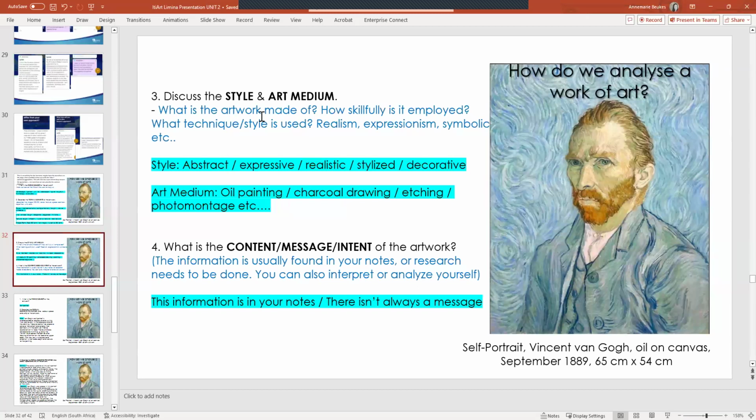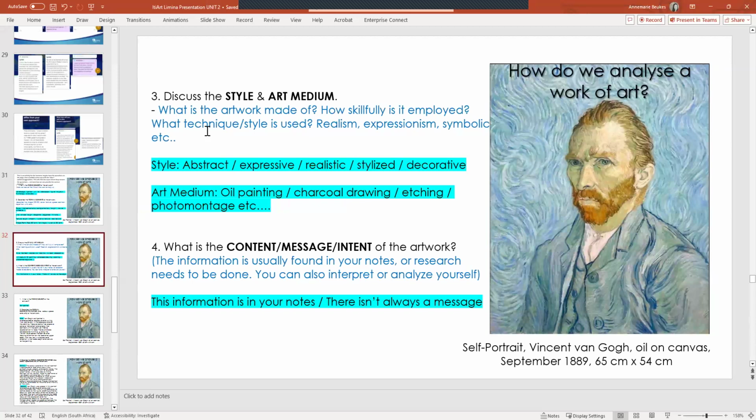The style and the art medium is something that's normally expressed. The medium is also given in the information here. It's oil on canvas, so there's not too much that they have to worry about. It's stipulated. But the style is something that can be discussed, and then the content or the message. What is the artwork made of? How skillfully is it employed? And then the technique, what was used. Again, we don't want to tell them too much.